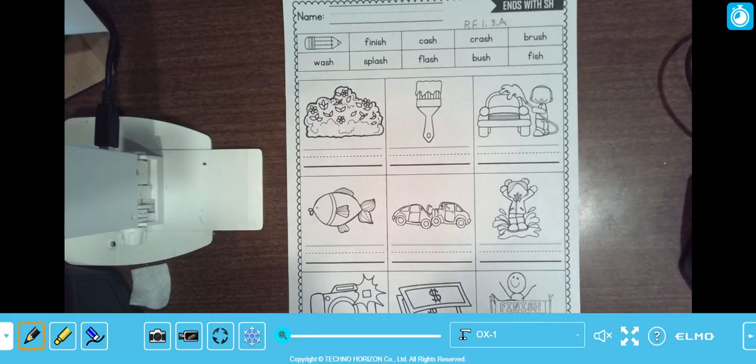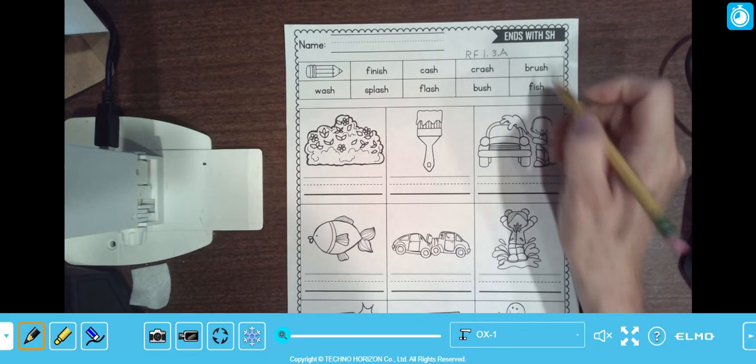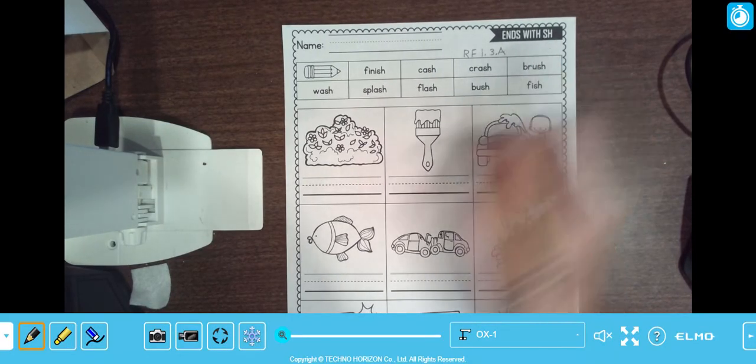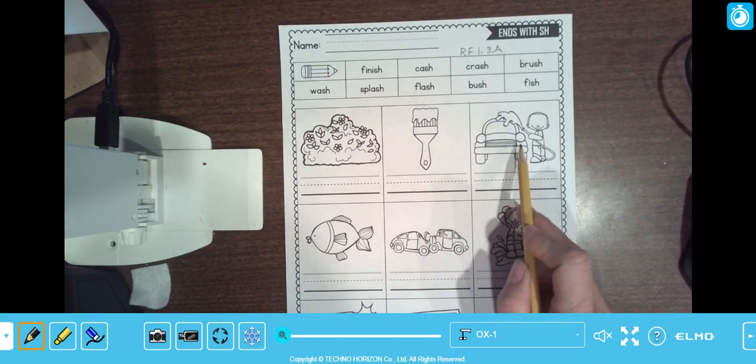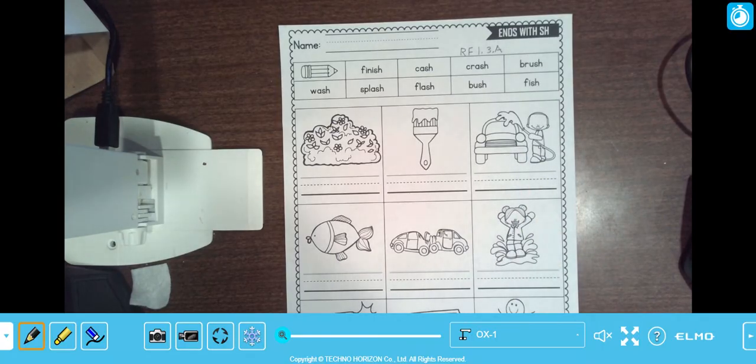Hello, everybody. Today we're going to do this page here, which ends with SH, and it's got this picture and this picture and this picture there. So go ahead and find that page.